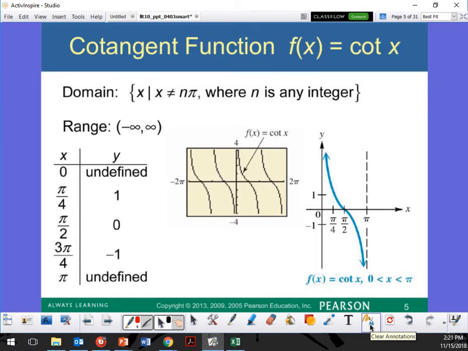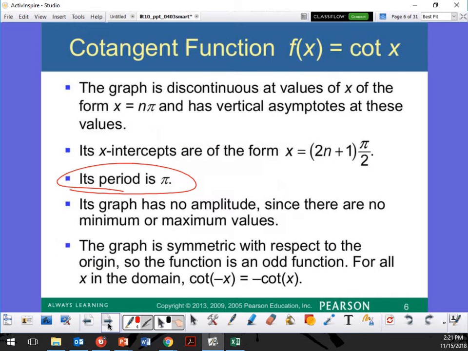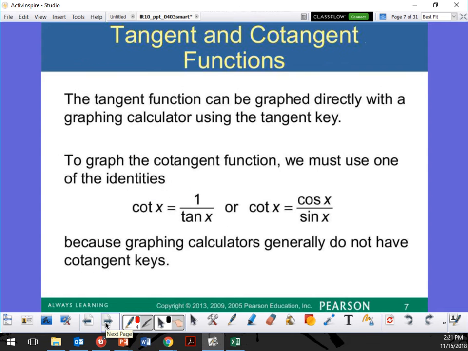Same thing here. This one's cotangent. Cotangent has an asymptote at 0 and pi. If you notice, what's different about this? It's going down now, isn't it? Yeah. Cotangent is going down. Also, period of? Sine over cosine, cosine over sine.